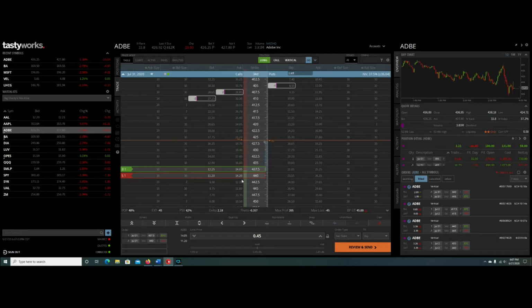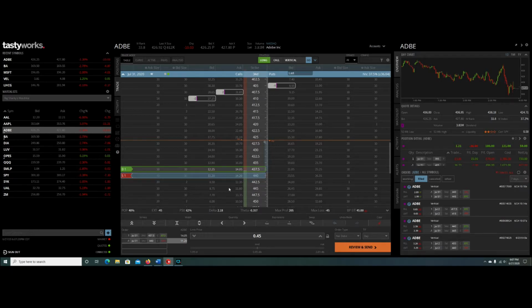Is Adobe going to move 3% over the next 34 days to the upside of its current price? We had a look at it. It had a 2.3% down day on Friday. So, the odds are in your favor there. And honestly, I really like this trade. I may put this trade on come Monday. But this is just a simple example of the beauty of trading hedge strategies.